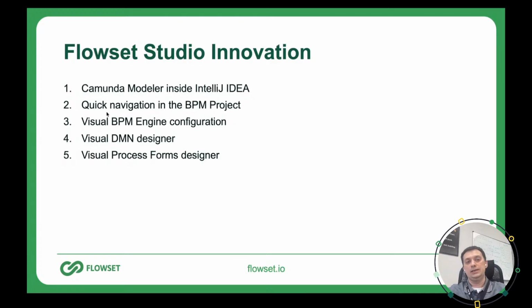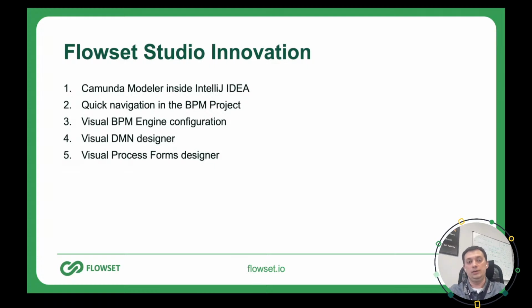The next great thing is that you get quick navigation across the BPM project. We know that business process artifacts like business processes and process forms can be scattered across your project, and it can be hard to find them. So we bring a special navigator which helps you to navigate across your assets and quickly access them. And what's most important, there are special actions which allow you to jump between associated artifacts. I will show you today how this is done.